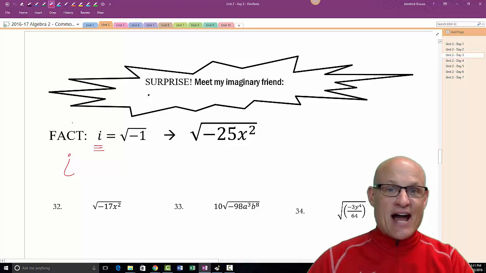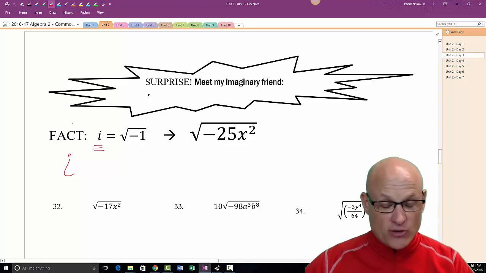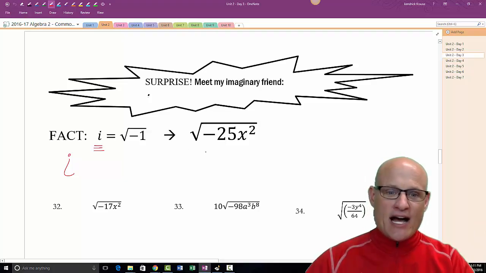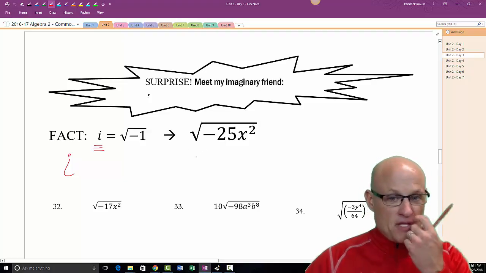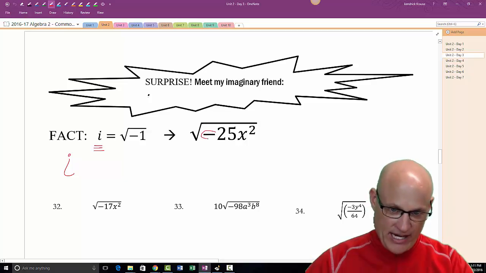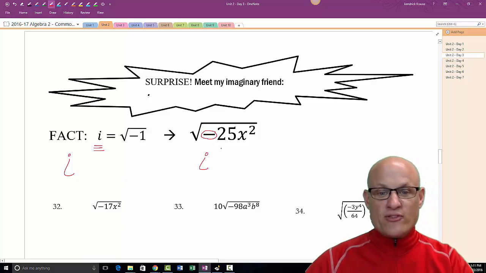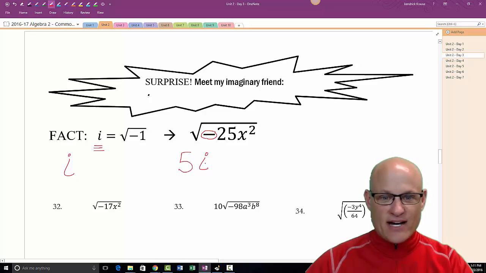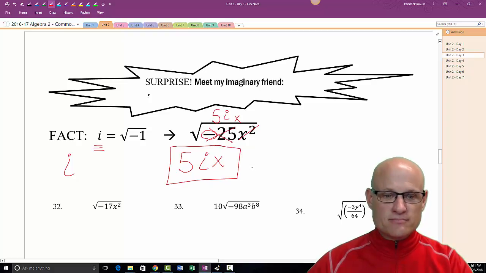Now, because I have some way of dealing with negatives, I can rewrite this. The square root of a negative, and there's really a negative 1 here, is i. So the square root of negative 25 is 5i, because that's negative. And the square root of x squared is x. So my answer is 5i x.